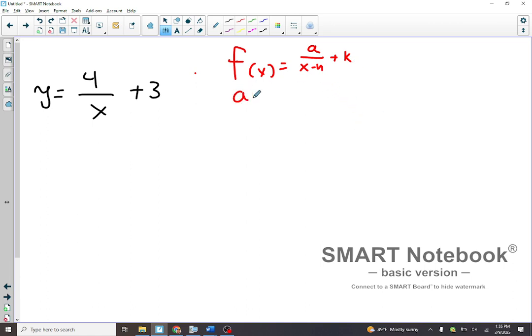Does this go at 5.1 or 5.3? This would be exactly 5.2, but you could do the 5.3 version on this, technically. You would just have to put the 3 on the top of the fraction. In this case, a is 4, h is 0, k is 3. This means you have a vertical stretch of 4, no left or right movement, and your k value is going to be up 3.